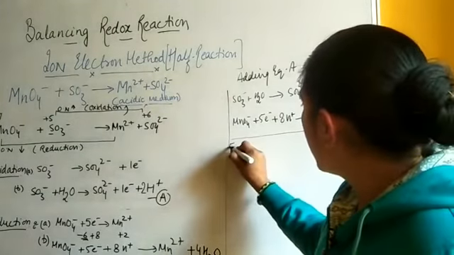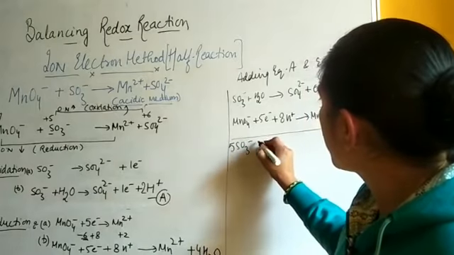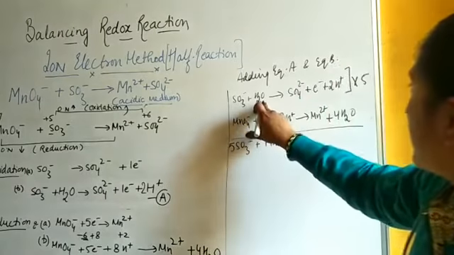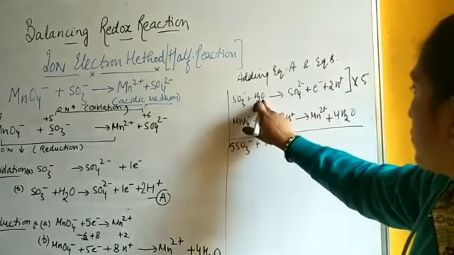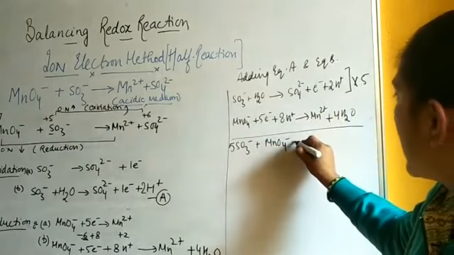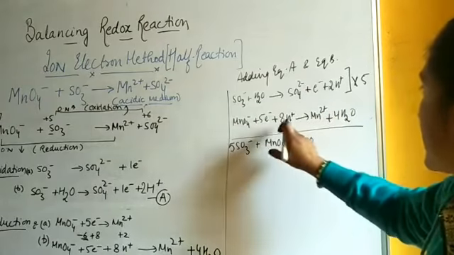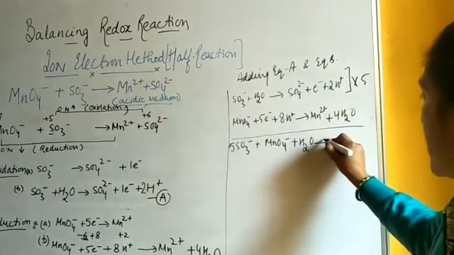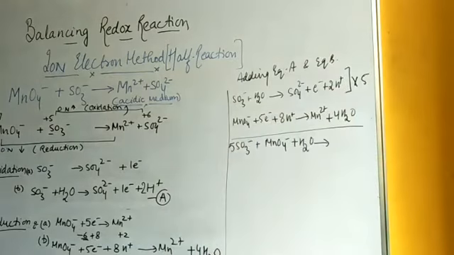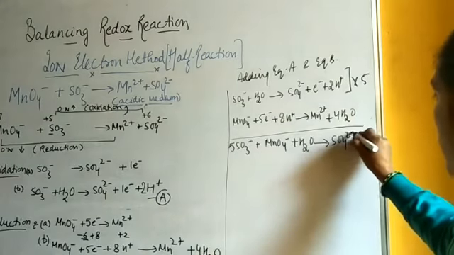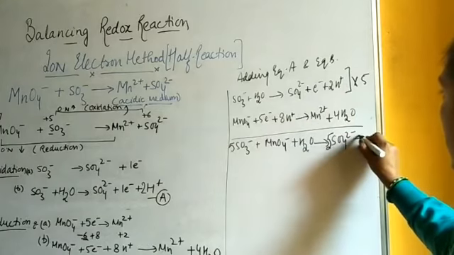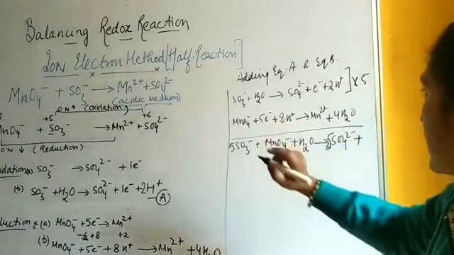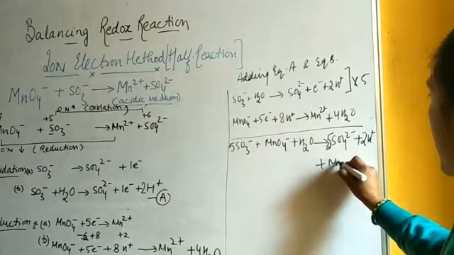Now we are going to add it up. It's 5SO3 negative plus MnO4 negative. Here we have 5H2O, here it is 4H2O, so it will cancel out and we will get H2O. This side we have 8H positive, but in this equation we are getting 2 times 5, 10. So 8H positive will cancel out with this 10H positive. On the right hand side you will have 5 SO4 2 negative, and the 5 electrons getting cancelled out. Of the 10 we will get 2H positive plus Mn2 positive.